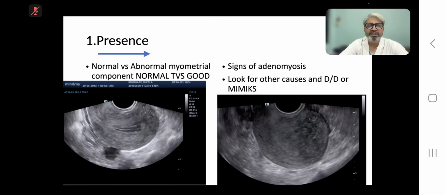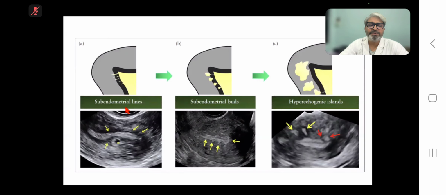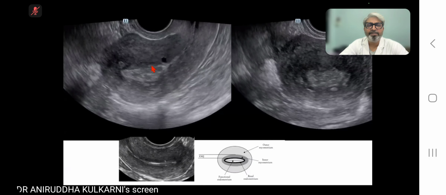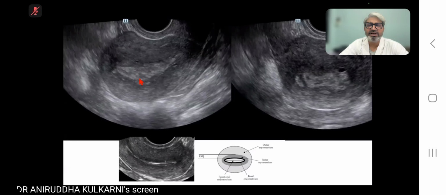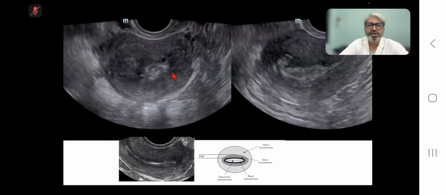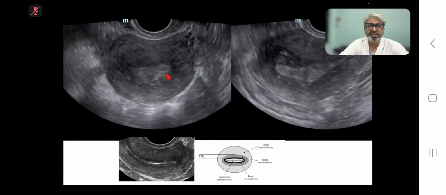The next one is the presence or absence of three features: subendometrial lines, subendometrial buds, or hyperechoic islands. Now, in this cine loop, you can appreciate that there is an indistinct, irregular, thickened endomyometrial junction zone, and you can see all the signs. What are the signs?